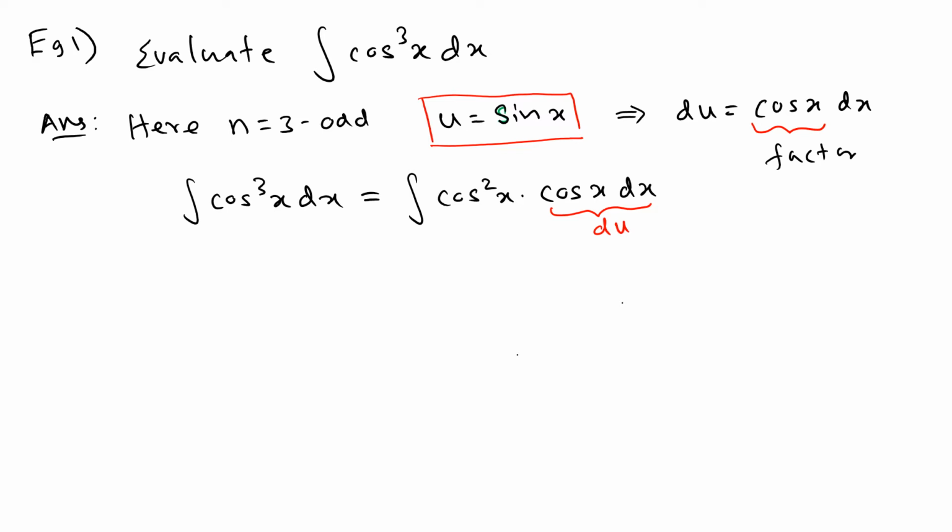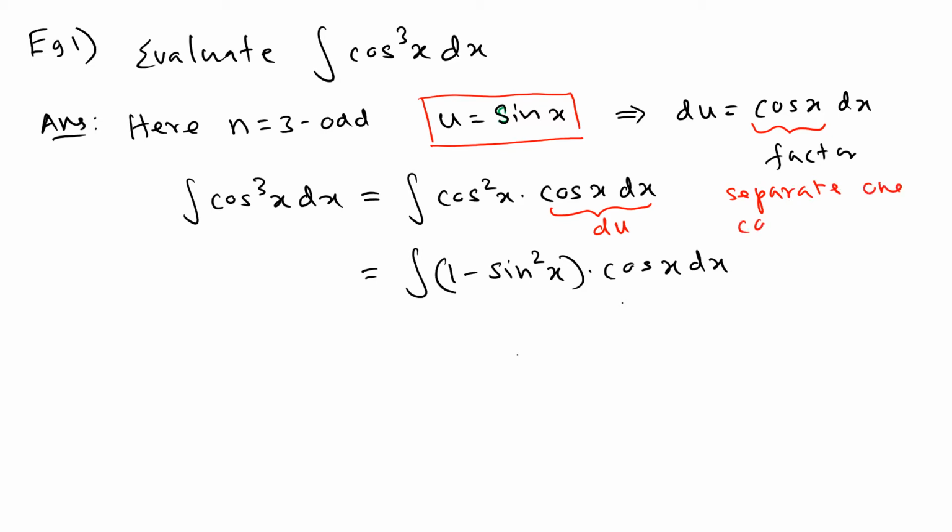This is simply du, so we leave it like that. The other term, cosine squared x, we try to rewrite using sine. For that we can use the Pythagorean identity: cosine squared x is 1 minus sine squared x. We don't do anything with the other term, because that's simply the du. So we separate just one cosine term for the derivative. Now the rest is clear.